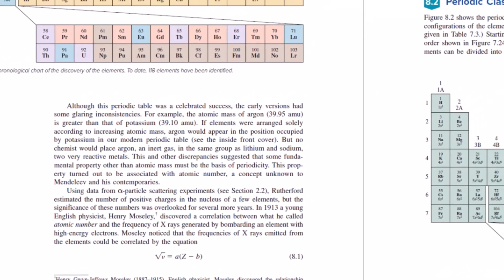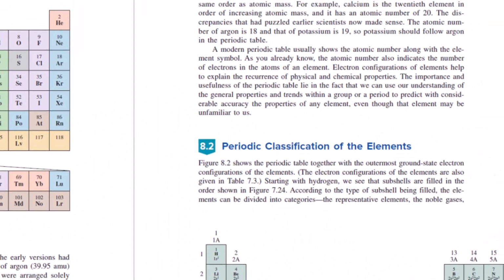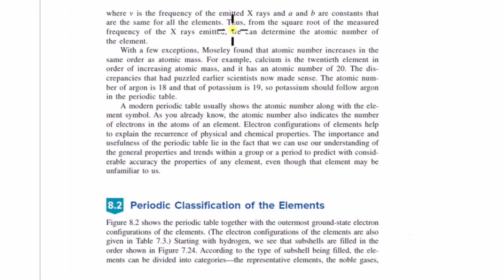Okay, so it says, ν is the frequency of the X-rays, A and B are constants, the same for all elements, and thus from the square root of the measured frequency of the X-rays, we could determine the atomic number of the element. So it doesn't go into details here on how he was able to conclude that atomic number did represent the number of those positively charged particles in the nucleus, the protons, but he was able to show that's what it was. So that's how he could calculate the atomic number.